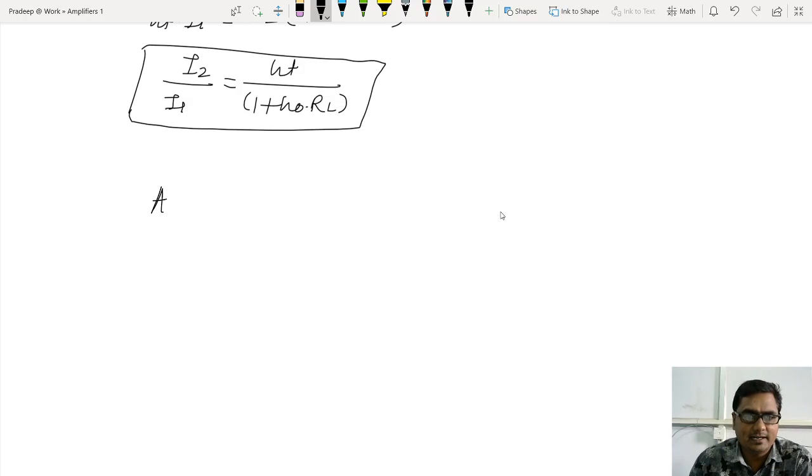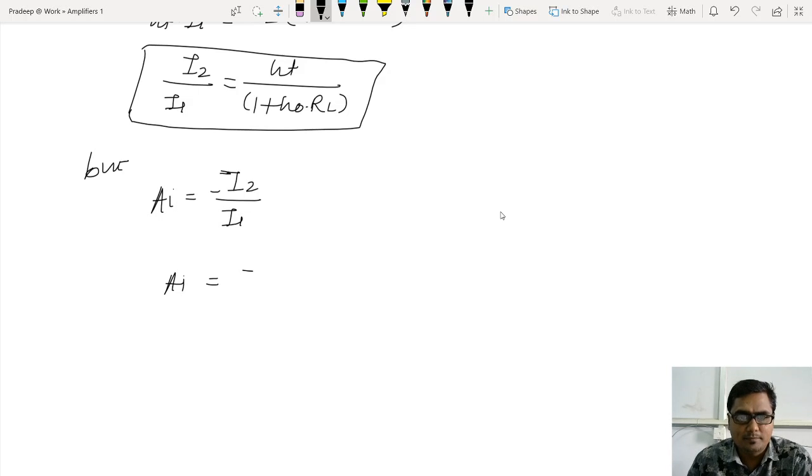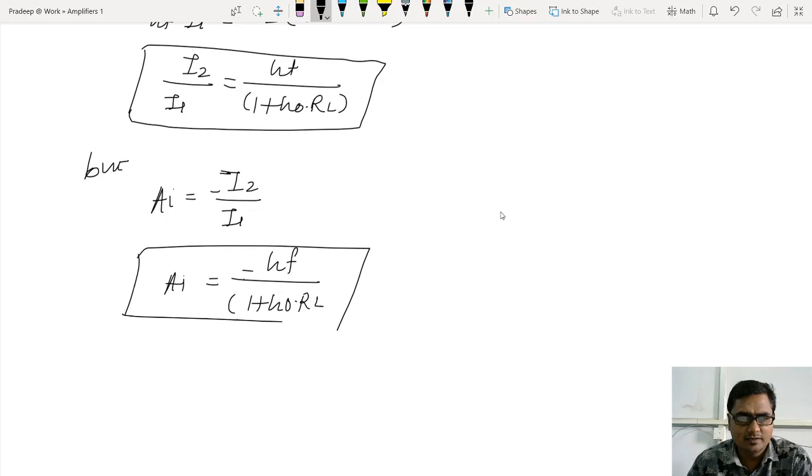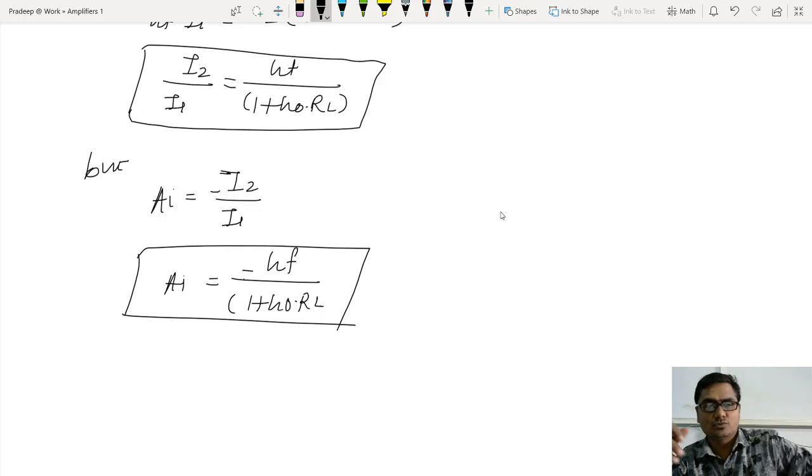Look at this, AI. AI is equal to, sorry, minus I2 divided by I1. So can I write AI is equal to minus of the above equation, HF divided by 1 plus HO multiplied by RL? So this is the first parameter we have derived from the hybrid model of a transistor. AI is equal to minus HF divided by 1 plus HO RL.